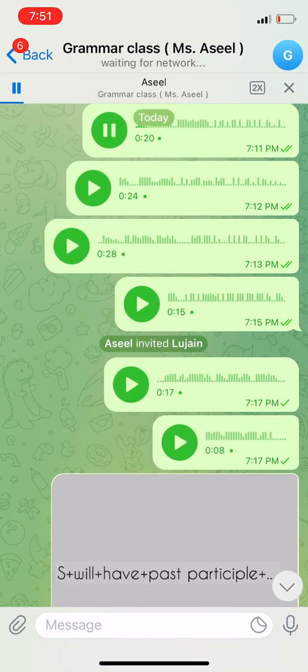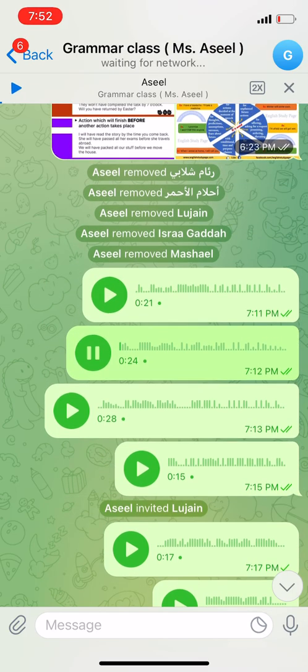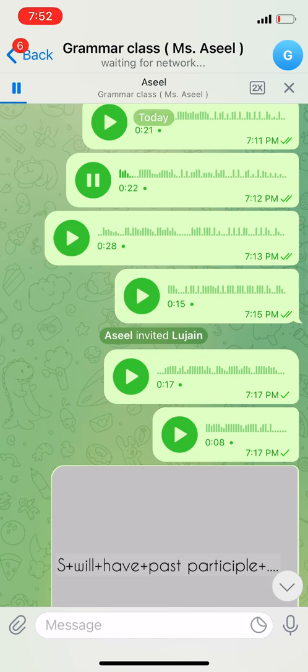Hello, students. As you can see from the flashcards that I sent, our lesson today is talking about the future perfect tense. So we're going to take the definitions of the future perfect tense, the rules, and also we're going to take examples. Future perfect tense.